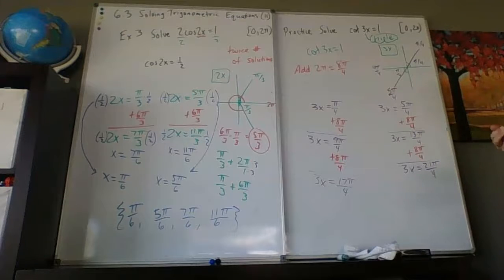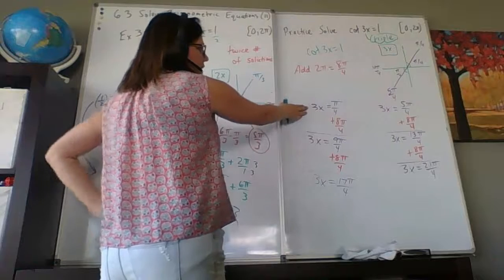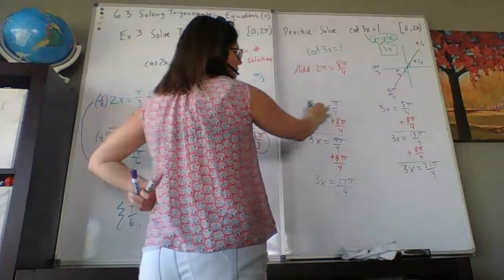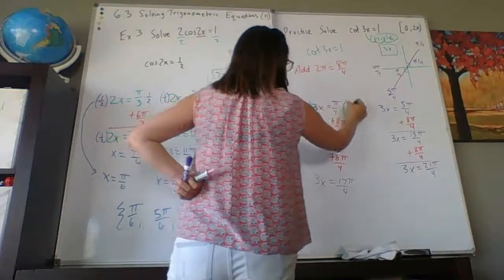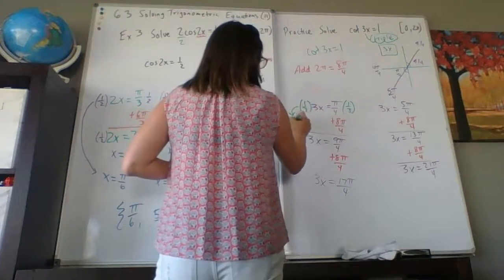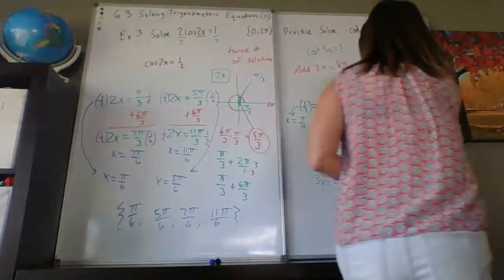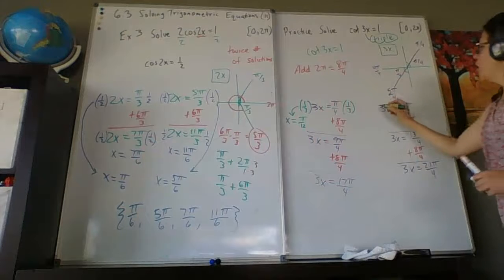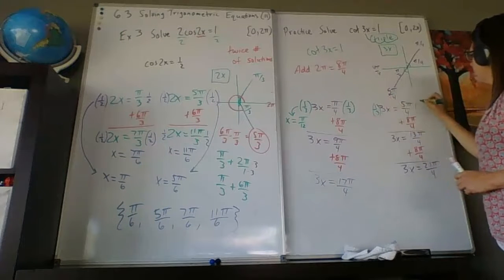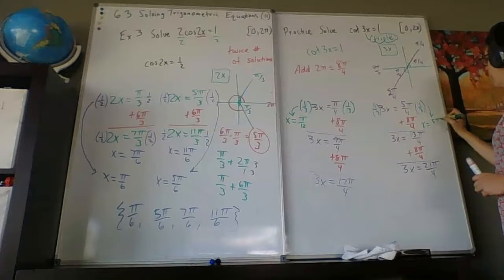Now let's go ahead and solve all of these 6 equations. Hopefully we'll see a pattern pretty quick. Let's take a look at 3x equals pi over 4. Instead of dividing both sides by 3, I'll multiply by 1/3. And this is going to give me x equals pi over 12. Let's do the same thing for 3x equals 5 pi over 4. Multiply both sides by 1/3, and this is going to give me x equals 5 pi over 12.